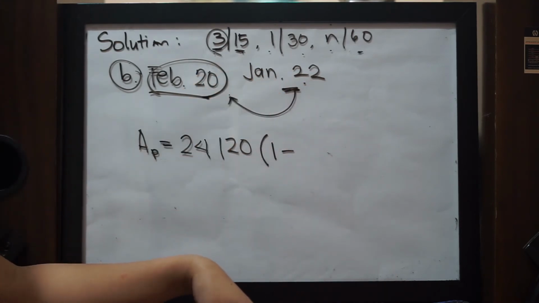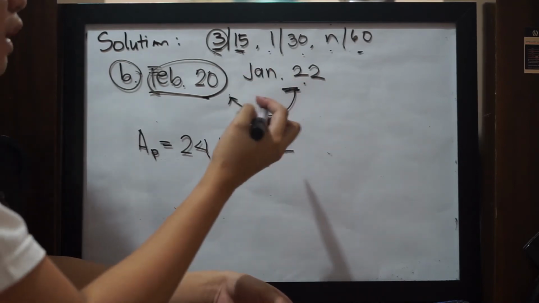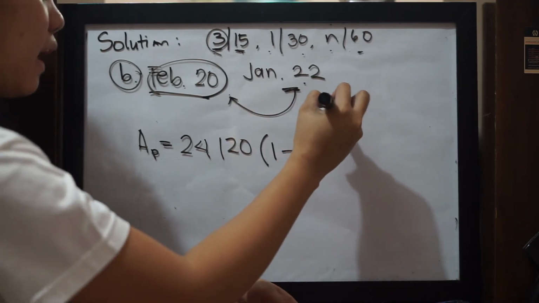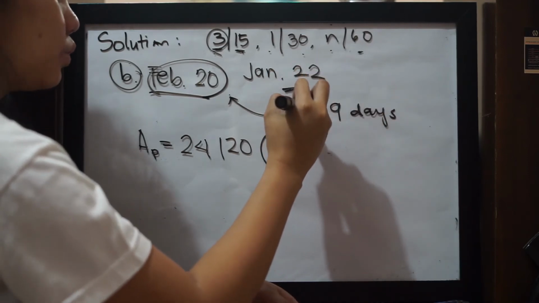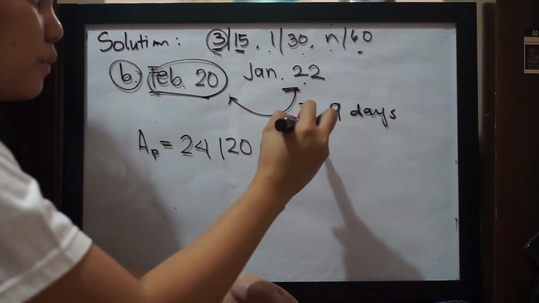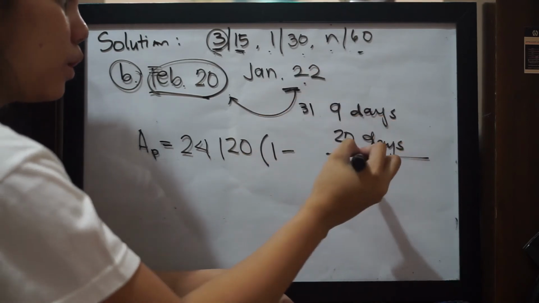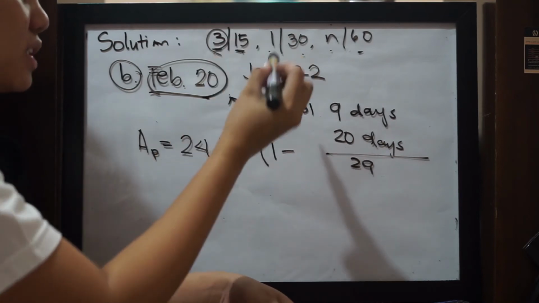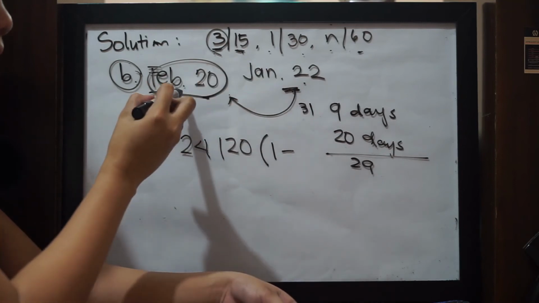There is no other way to identify that except by counting. So, we will really count. Now, earlier, so that we don't have a hard time, let's use a technique. From January 22 to January 31, we already have 9 days. Now, from February 1 to February 20, obviously, we have 20 days. Right? So, adding these two, we will come up with 29 days. That means 29 days will pass from January 22 to February 20.